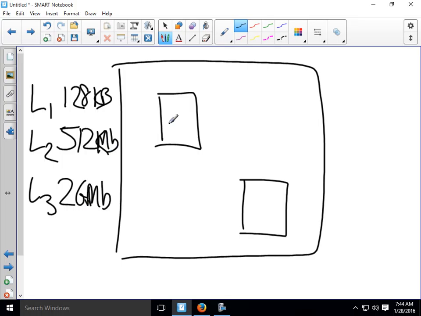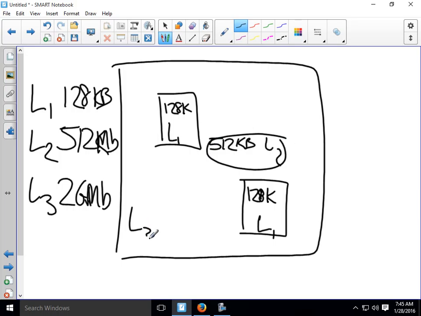Meaning that each chip has L1 on it, and each chip has 128K, and these are small numbers. These are in kilobytes and megabytes. Okay, and then it's got a shared L2 of 512. Usually you don't see kilobytes, and it also has a shared L3. See, I put L2 closer. L2's closer to the die. L3's further away, at 2 megabytes.